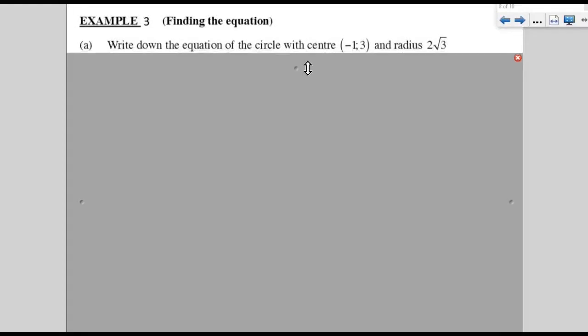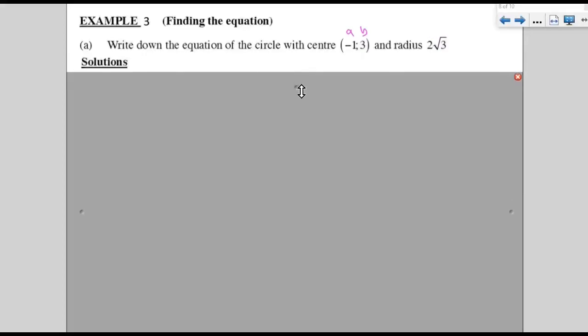It says write down the equation of the circle whose center, so this is your A and B, is minus 1 and 3, and your radius is 3 square root of 5. Don't stress, we're going to use our calculator. Now it's a reversal. So I'm saying x is equal to minus 1, this implies x plus 1 is the expression that I need to be squared.